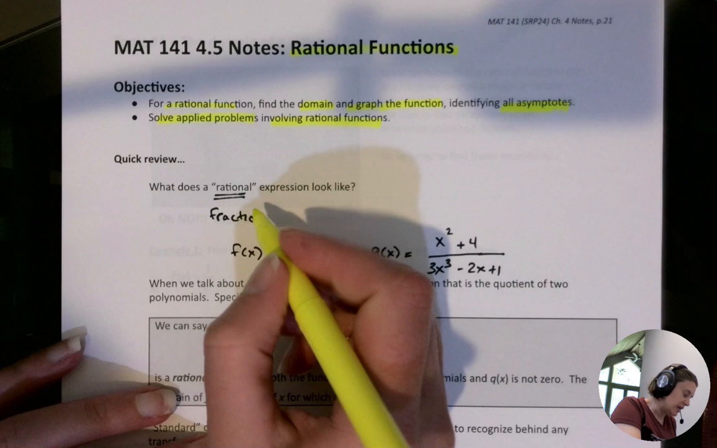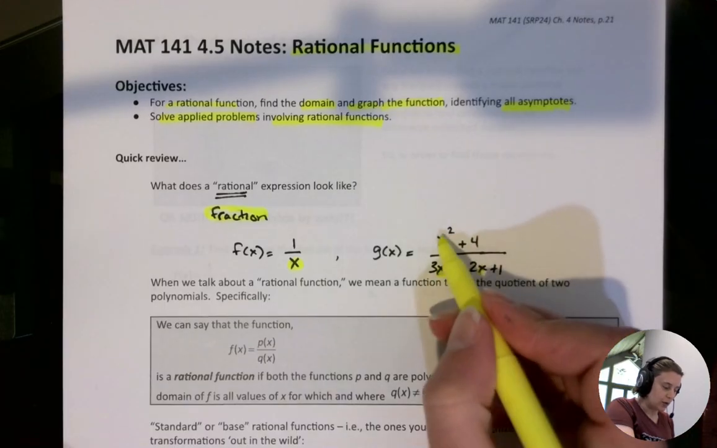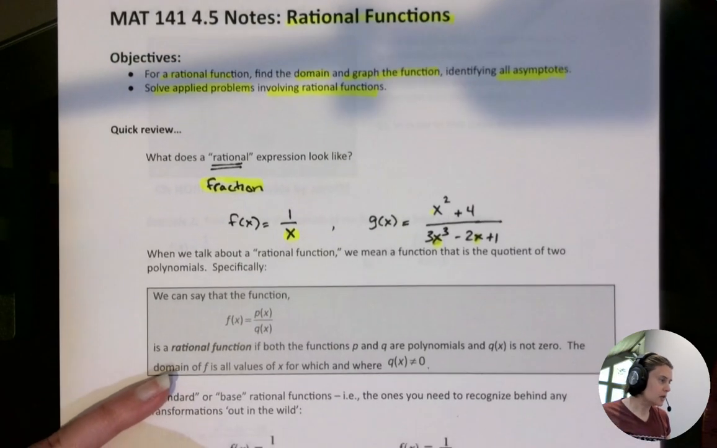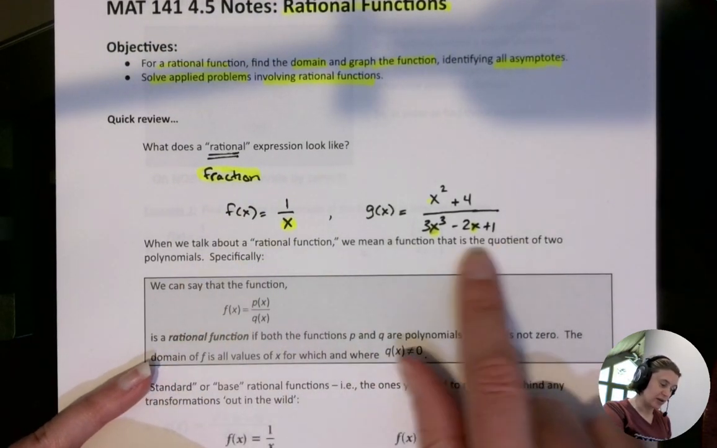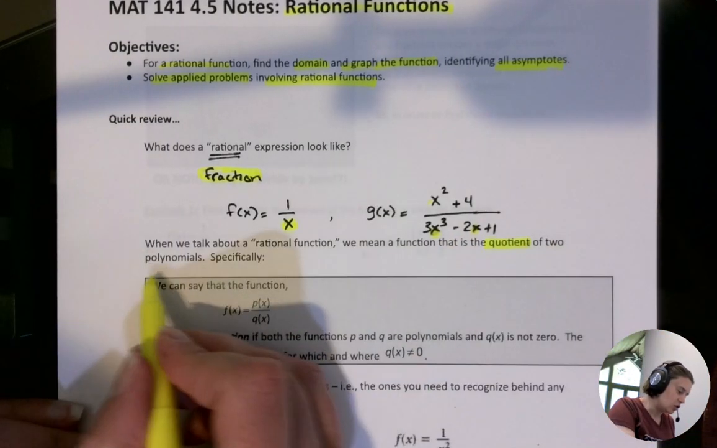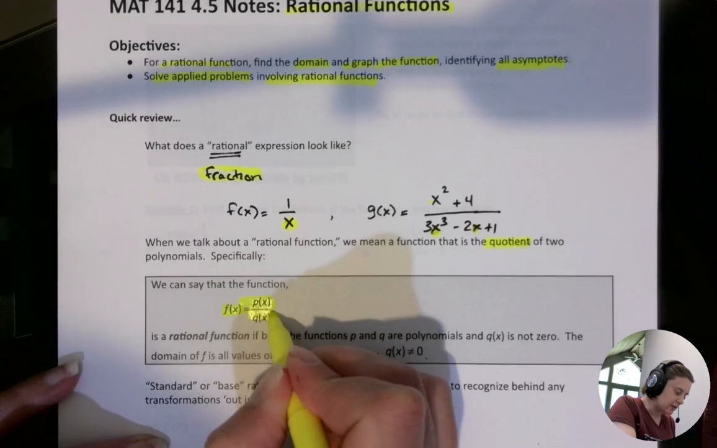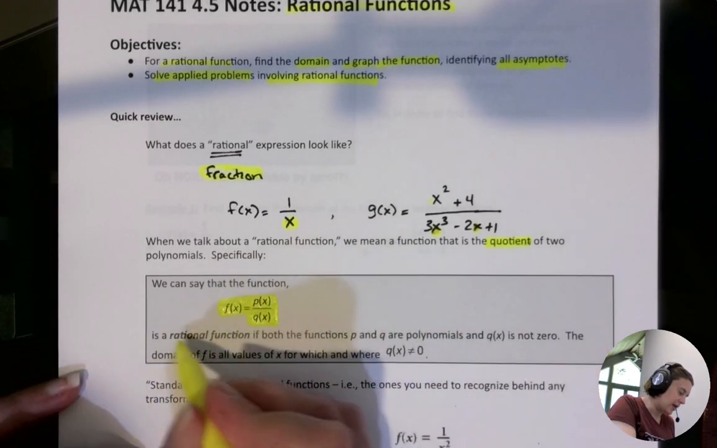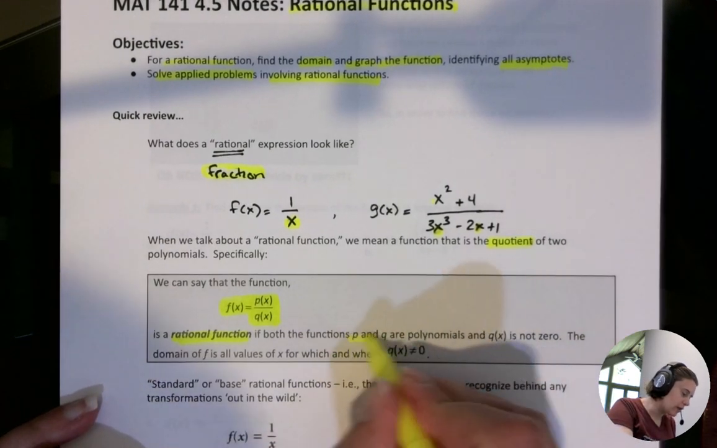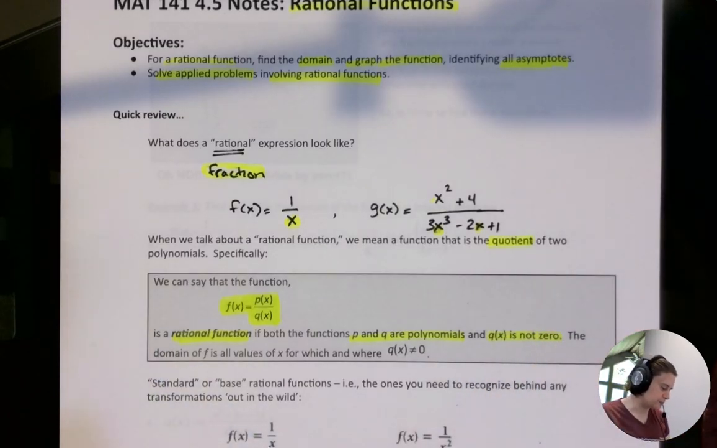In both of these cases, the key is that you've got a fraction with at least one x variable in the denominator, possibly more, and you can possibly have x values in the numerator as well, as long as you've got a few in the denominator. Okay. So when we talk about a rational function, we mean a function that is the quotient, again our word for division or fraction in this case, of two polynomials. So specifically, we can say that the function f of x equals p of x divided by q of x is a rational function if both the functions p of x and q of x are polynomials and q of x is not just 0. It's going to have something else along with it.